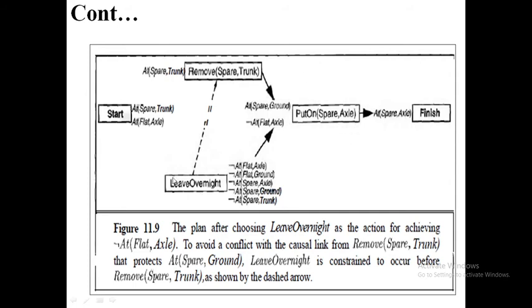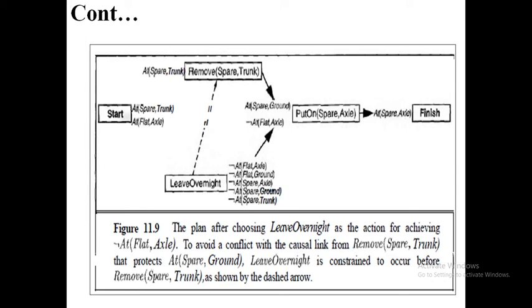But after choosing this action, we have further consequences also. There is no flat on the ground, there is no spare on the axle, there is no spare at the ground, there is no spare at the trunk. But to satisfy spare on the axle, the precondition is that the spare should be on the ground. After choosing this action, what happens? There should not be a spare at the ground, which is to be satisfied for this. This will not happen. So is this a good action? No.